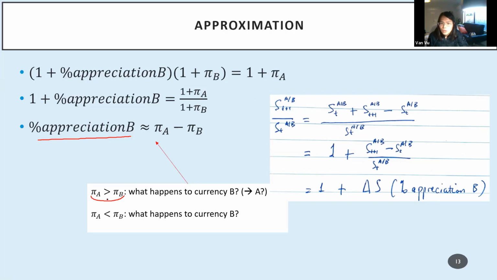Thank you so much. So when inflation A is greater than inflation B, then the right-hand side would be positive, right? So we would expect to see a positive number. That means we expect to see a positive change in the exchange rate, okay? In other words, we expect the value of currency B to appreciate in the future against currency A, okay, and vice versa, okay. So when the inflation rate in country A is lower than the inflation rate in country B, in this case, we expect currency B to depreciate, okay.